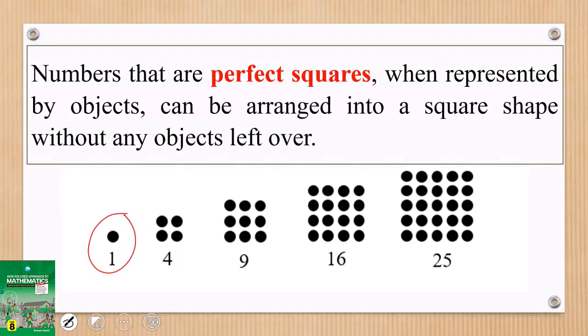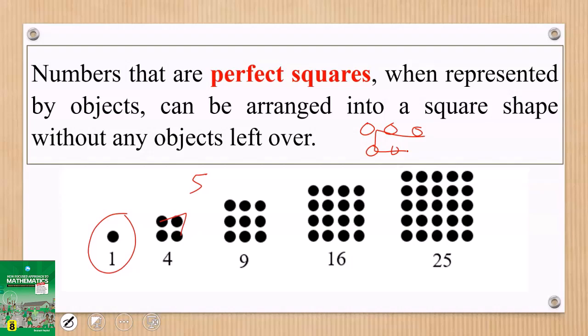If I give you objects like maybe counters, 4 of them, and I ask you to arrange them in a square, you get 2 by 2. What if I give you 5 of them? Then you are going to arrange them 1, 2, 3, 4. The 5th one would not make this shape look like a square. So 5 cannot be a perfect square number.